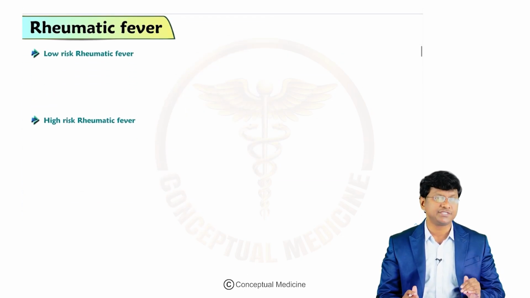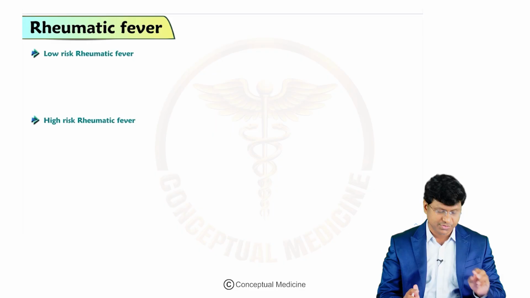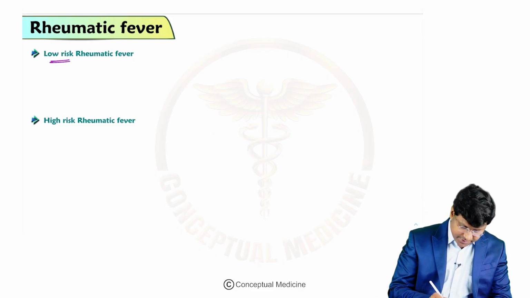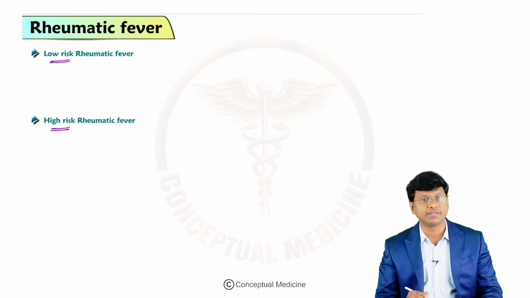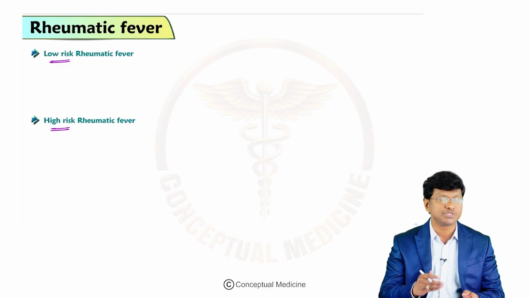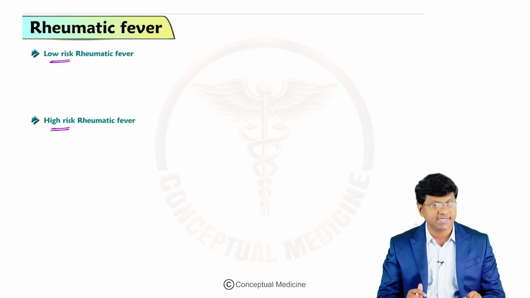the entire population is divided into two groups. One is the individuals with low risk rheumatic fever. Second, the individuals with the high risk rheumatic fever. Now, what do you mean by the individuals with low risk group as well as the high risk group?